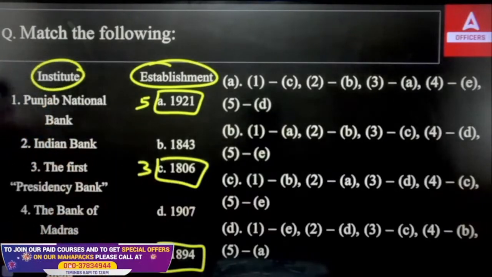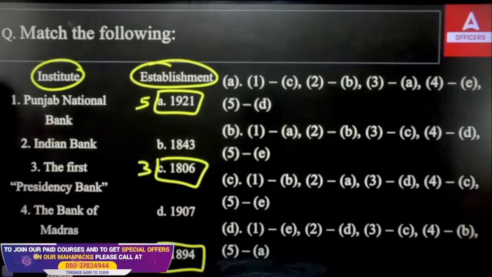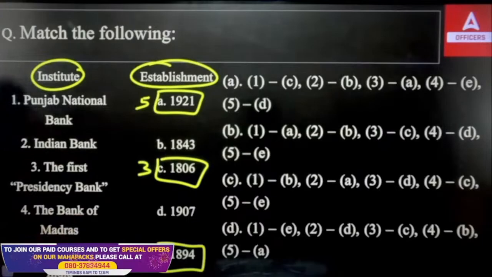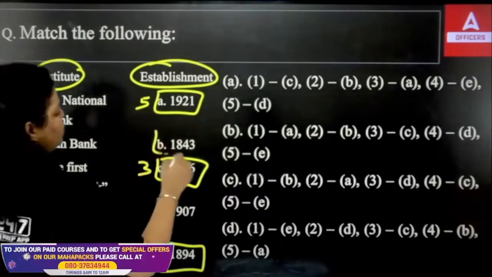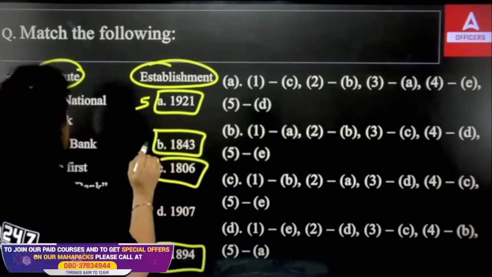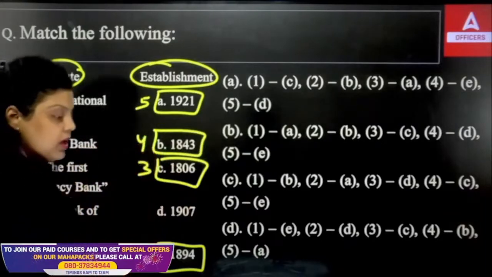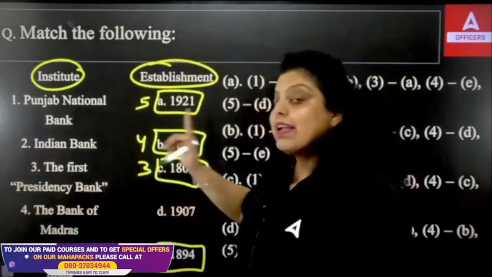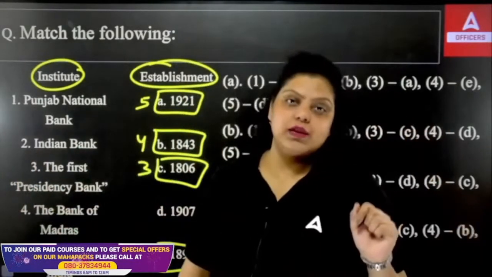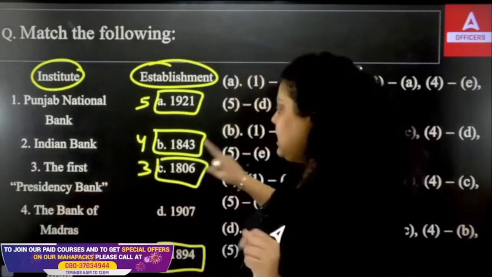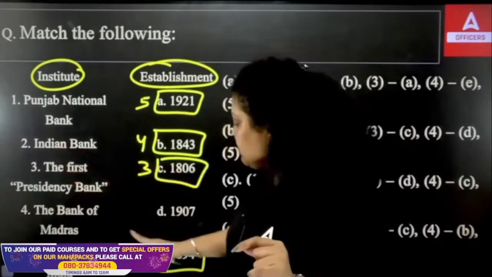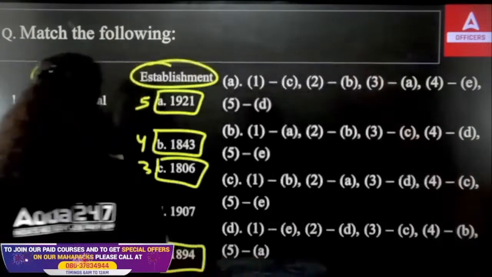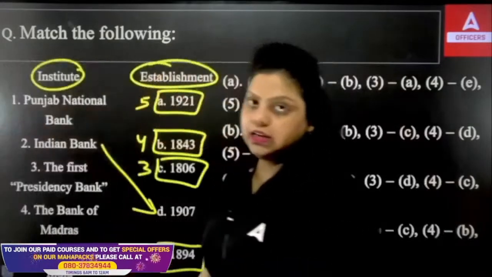So this is third. Now, I do not know the establishment of Indian Bank, but I know the establishment of Bank of Madras. It was established in 1843. That's the fourth. One more Presidency Bank was there. The first Presidency was Bank of Bengal. The second was Bank of Bombay, established in 1840. And the third was Bank of Madras, established in 1843. It means the Indian Bank was 1907. So I really didn't know the establishment of Indian Bank. Now do remember, Indian Bank was established in 1907.